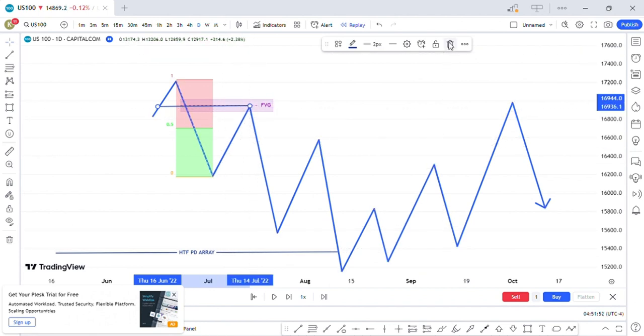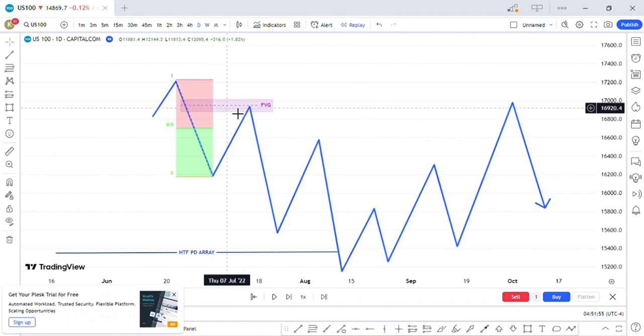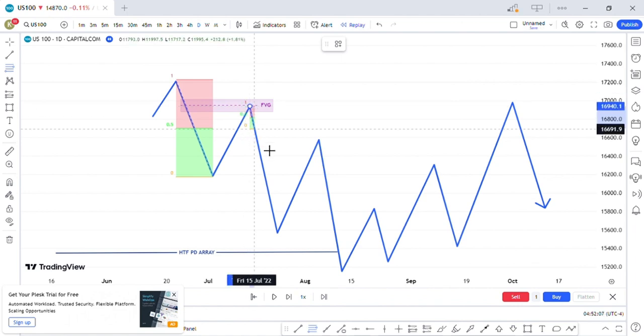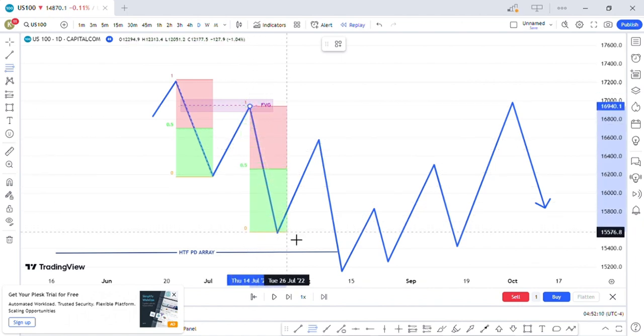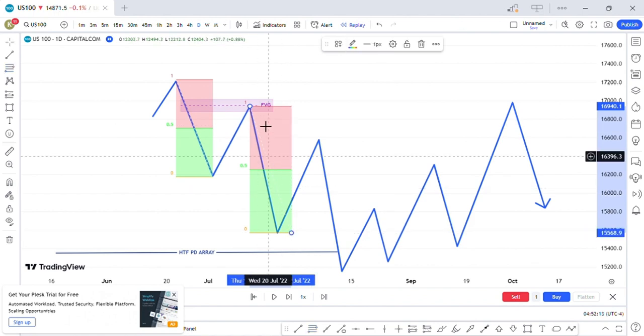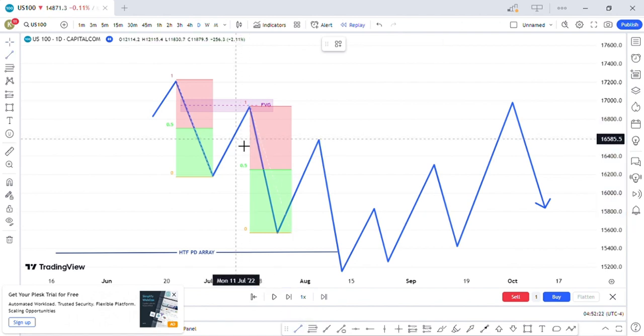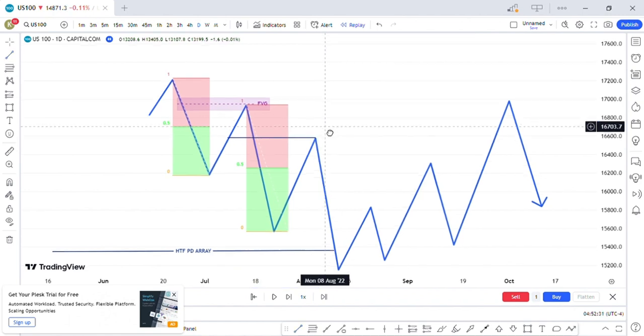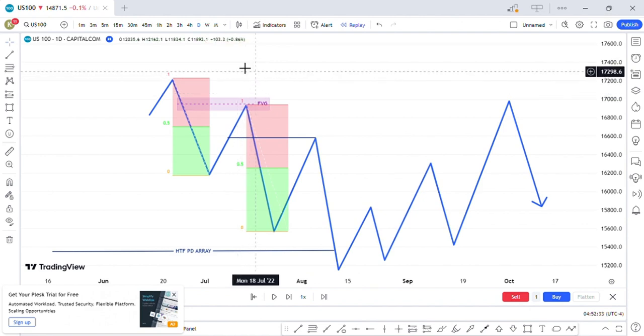Let's say here you have a PD array, a fair value gap. You sell in the fair value gap. The market makes this low. Then you have another leg extension. That means you have to look for your premium market again. You take your fib, put it on your swing high and your swing low. Then you look at the PD arrays in the premium market. This time you may have an order block here, and you sell when the market hits the order block. So this is an example of a bearish move.